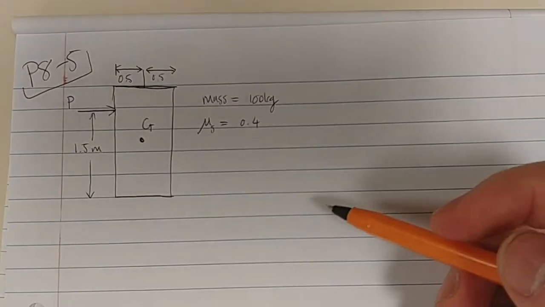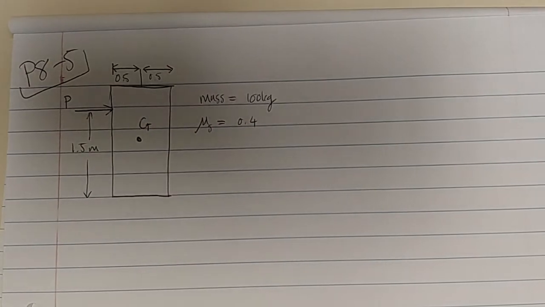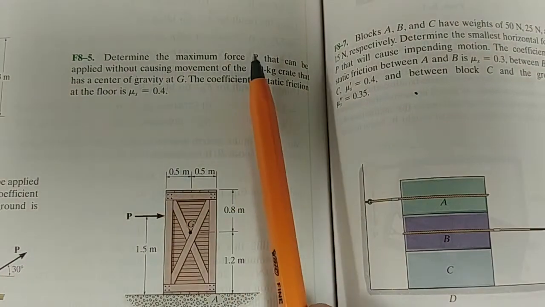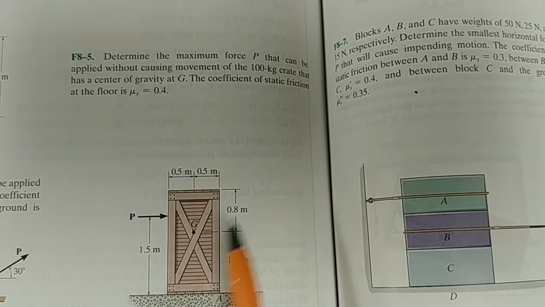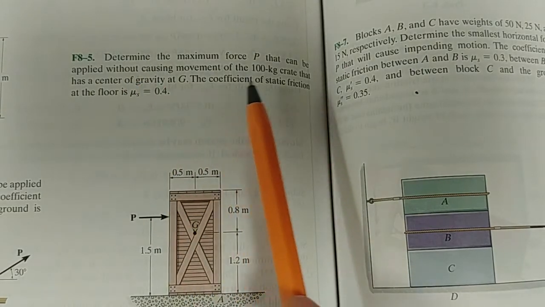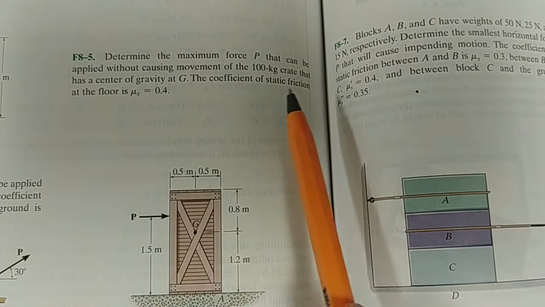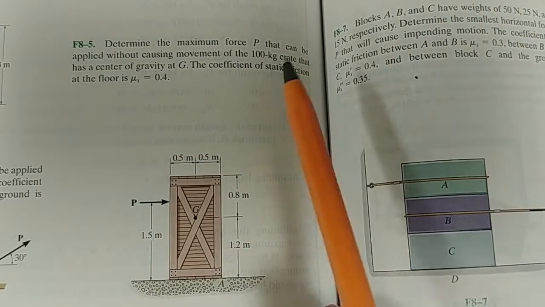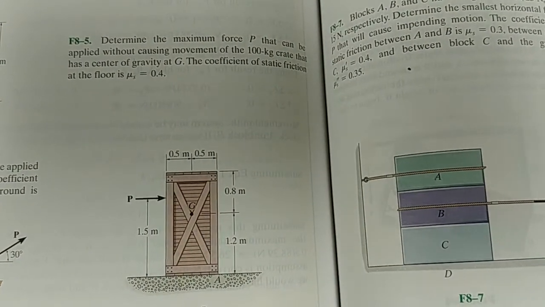Hi guys, I'm just going to redo problem P8-5 because I made a mistake. Let me just get it here. It's this one here. Determine the maximum force P that can be applied to this crate without causing movement of the 100 kilogram crate that has a center of gravity at G. The coefficient of static friction at the floor is μs equals 0.4. Okay, so I made a mistake in the previous video, so I'm just going to try to quickly correct it.